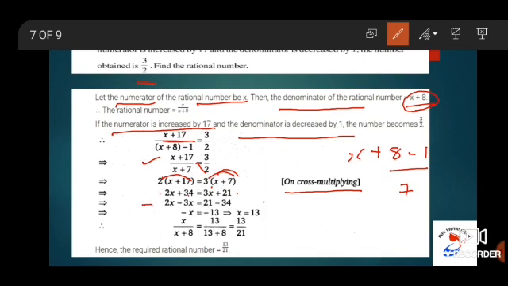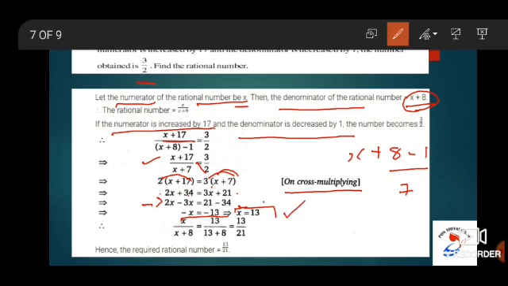On bringing the variables to one side and constants to the other side, this becomes 2x minus 3x is equal to 21 minus 34. On solving this, you will get minus x is equal to minus 13. Minus on both sides will get cancelled. So the value for x is 13. So you have got the numerator of the rational number to be 13.